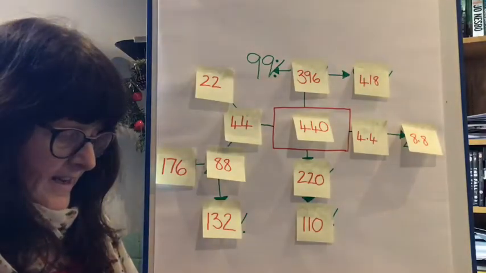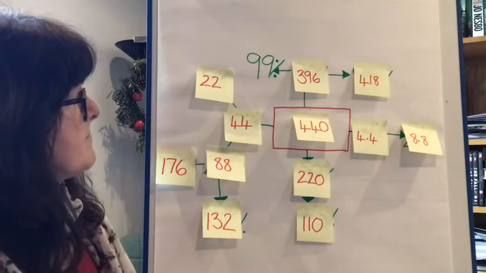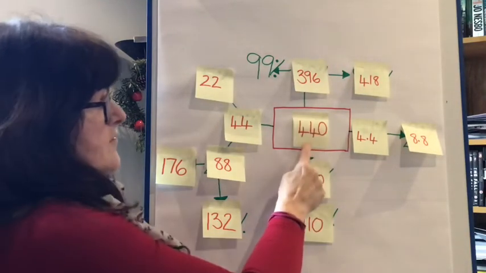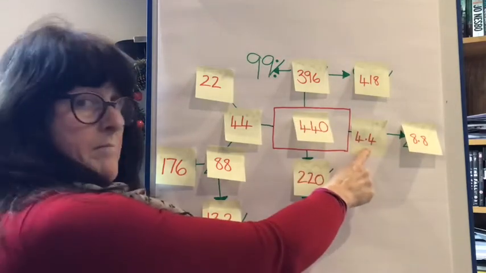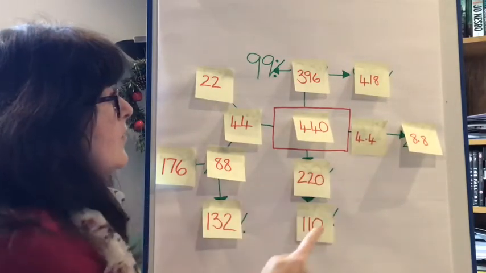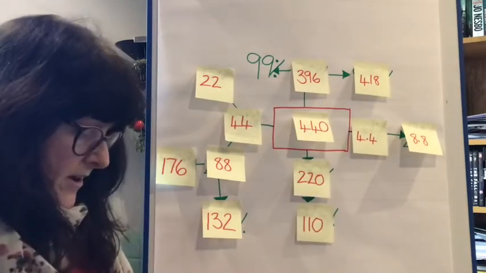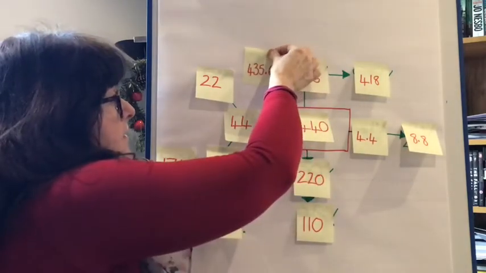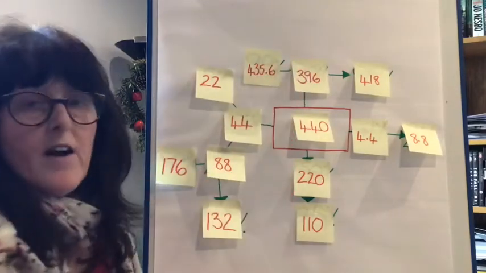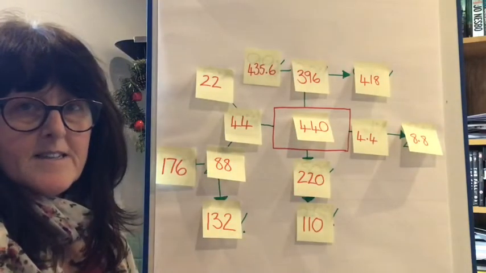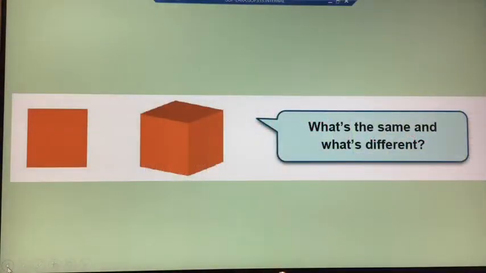And finally, 99%, you could do 100%, subtract 1%, or you could do 90%, then 1% times 9, which is what I did, and I got 435.6.